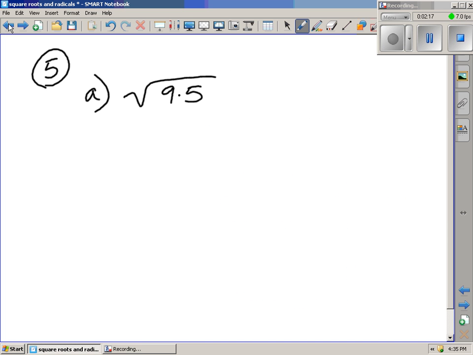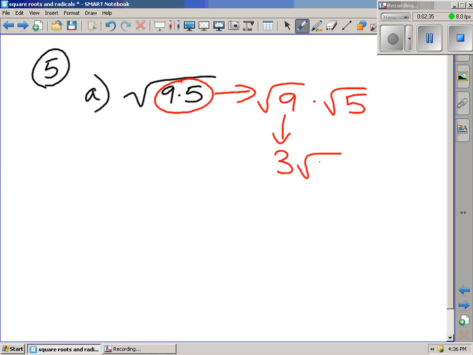All right, so 5A. They've already broken this down into 2 factors, and now we're going to apply the property that you just learned. We're going to break this down into the square root of 9 multiplied by the square root of 5. The square root of 9 is equal to 3, and we multiply that by the square root of 5.